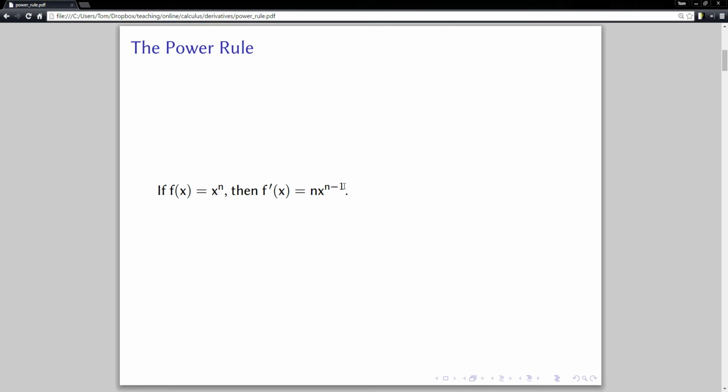Okay, so that's it. That's a pretty nice form, a pretty straightforward operation if you have the function written in the power function format. All right, so let's take a look at some examples.